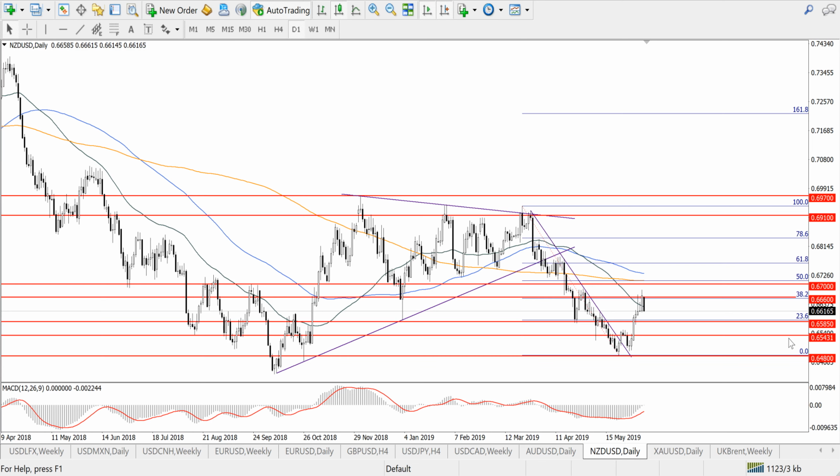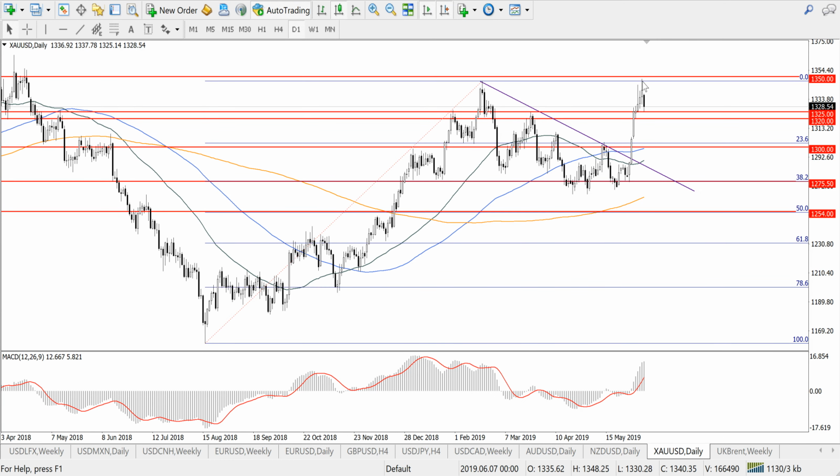0.6545 mark. Gold tested the levels above the February high at 1346, turned lower, but there is very significant support in the area of 1325, 1320. Only below these levels, the return to 1310 and 1300 marks will be possible. Gold can consolidate between the support levels and the resistance levels, and mainly the price will be driven by data out of the United States and news about trade talks between the United States and China.